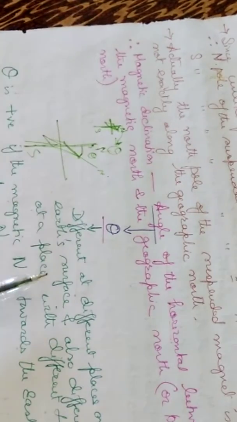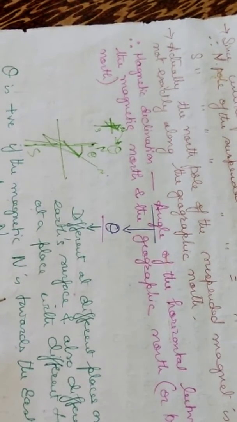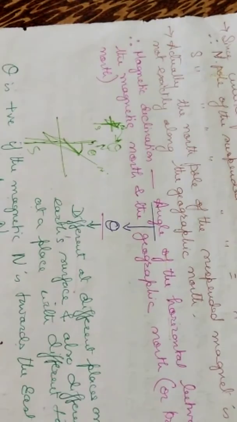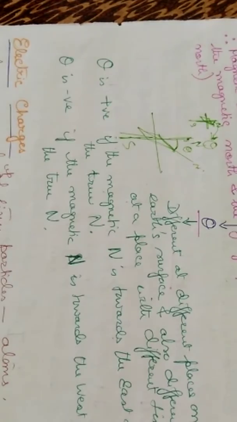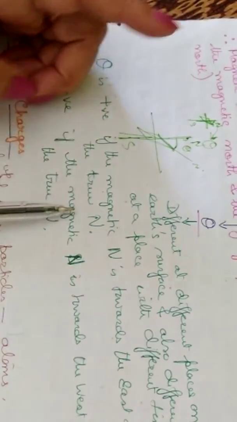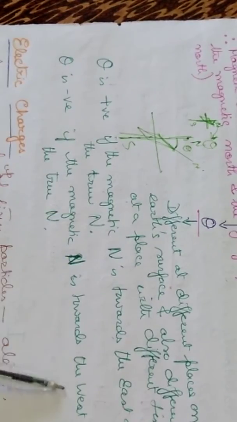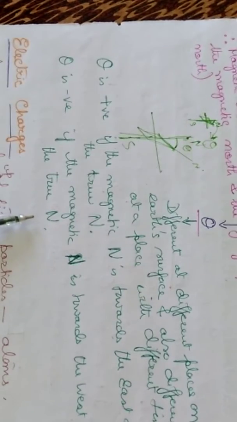It is different at different places on the Earth's surface, and also at different times. At the same place it can differ at different times. Theta is positive if the magnetic north is towards the east of the true north. If theta is towards the west, then it is negative.